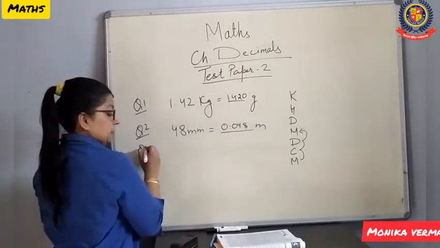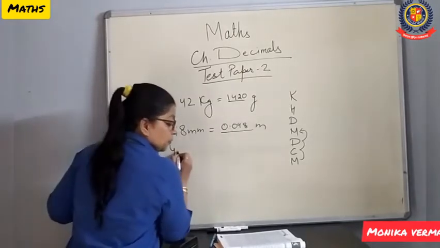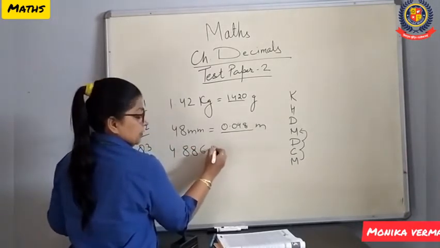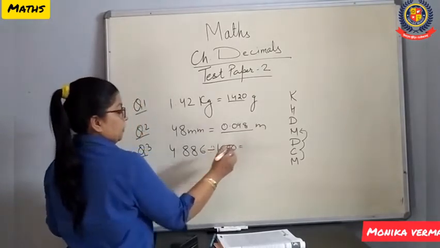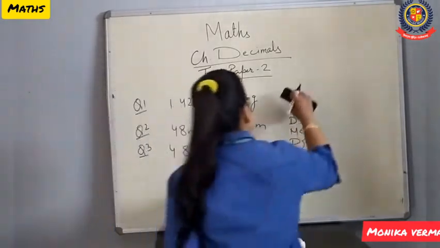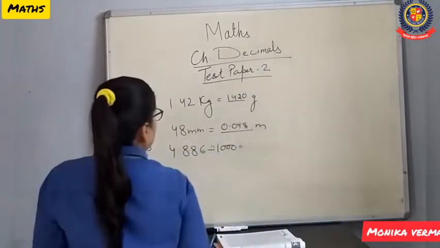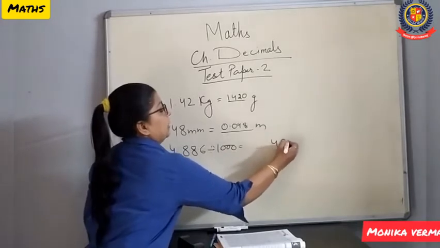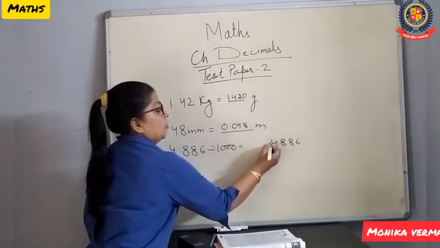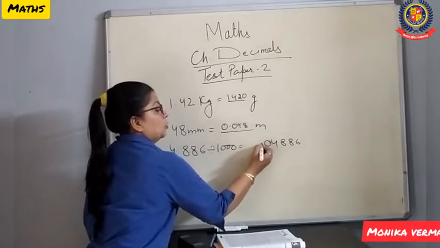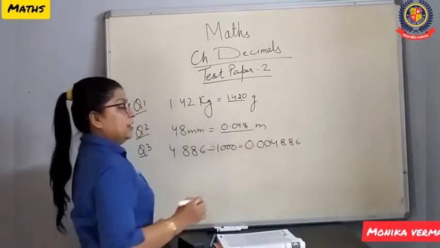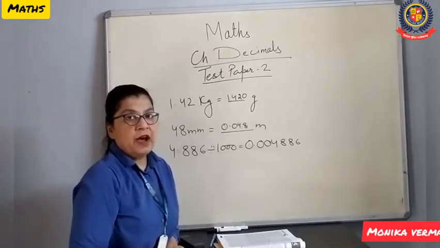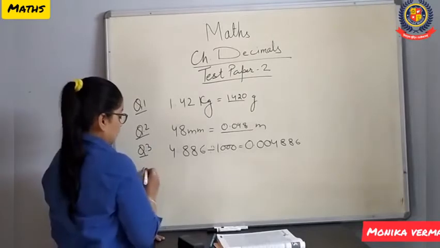Question number 3. 4.886 divided by 1000. Again we are doing division. It means the decimal will shift 3 digits left. So we take 4886. Decimal was here, 1, 2, 3. Now we got 0.004886. This is the answer after the division.